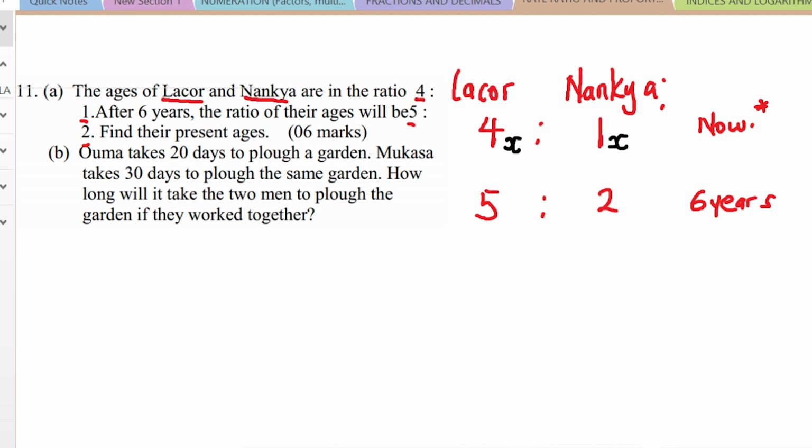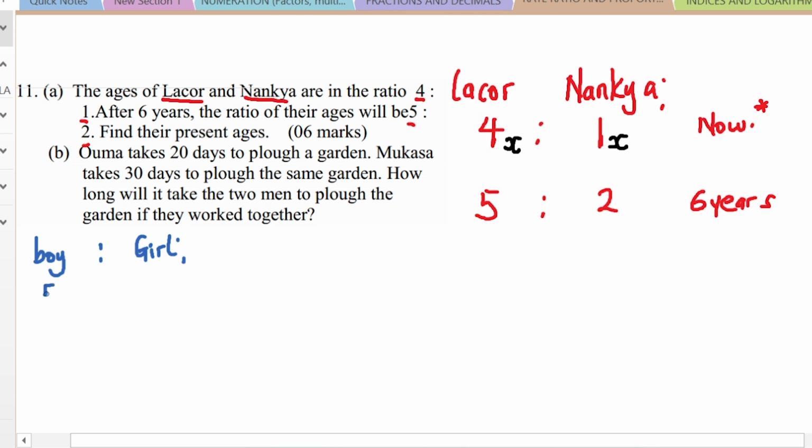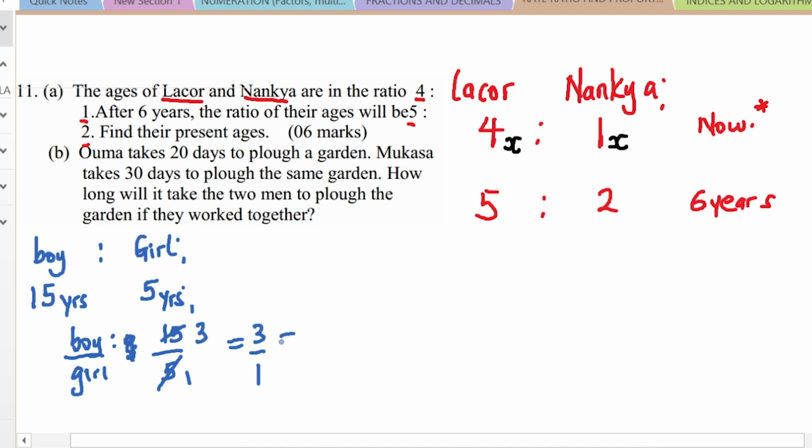Let me do a simple illustration here to try and put something across. Let's say maybe this is a boy and this is a girl. The boy is 15 years old and the girl is 5 years old. So if I wanted to find the ratio of the ages between the boy and the girl, I'll simply say boy over girl, 15 over 5. Divide that by 5, and it would be 3 over 1. So the ratio of their ages would be 3 to 1. Do you realize that I got this 3 to 1 after dividing their actual ages?